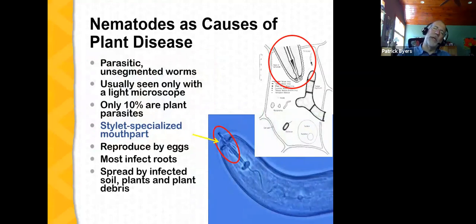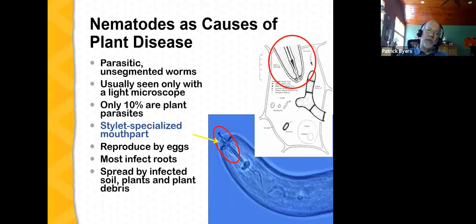Now let's turn our attention to nematodes. Nematodes are larger in scale than the other pathogens that we've talked about. You can see in that upper picture the relative size of the head of a nematode. They can be seen with light microscopes, although some of the very largest nematodes can be seen with the unaided eye. Only a few nematodes are actually plant parasites, about 10%.